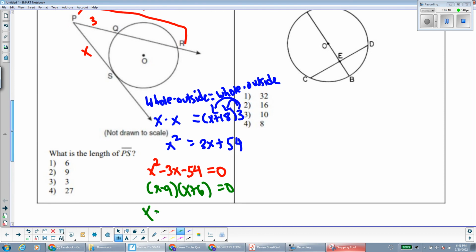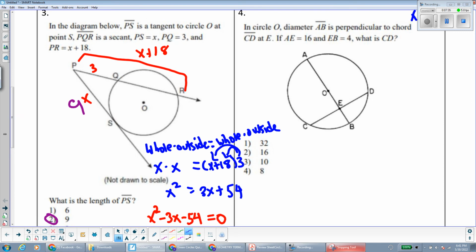So we have two solutions. We have x is equal to 9, and we have x is equal to negative 6. Since we're talking about a segment length, it doesn't make sense that it would be negative, then we wouldn't be able to see it in the diagram. So often in geometry, we reject the negative solution. So we have that x is equal to 9. And since x is PS, that's 9. That is what we're looking for.